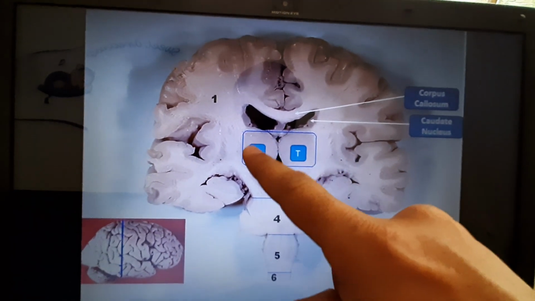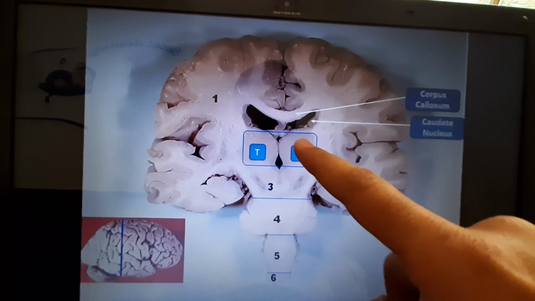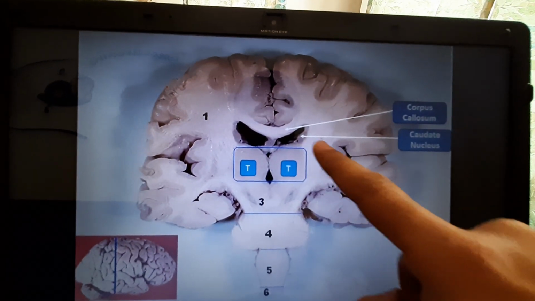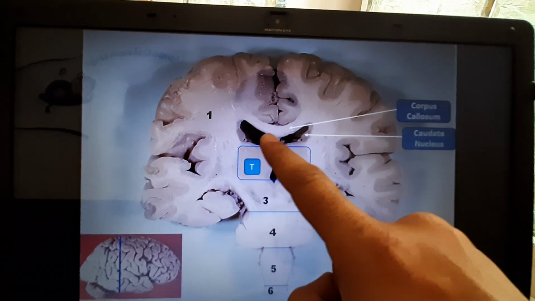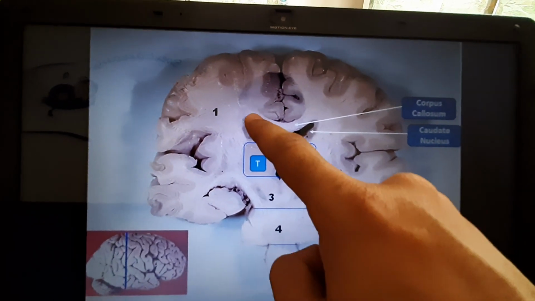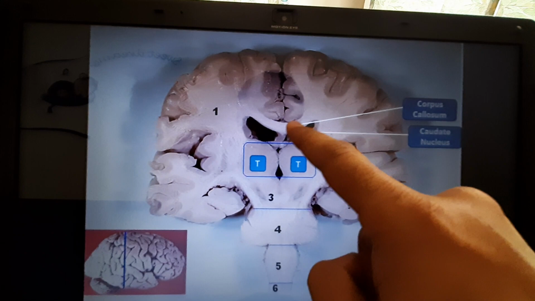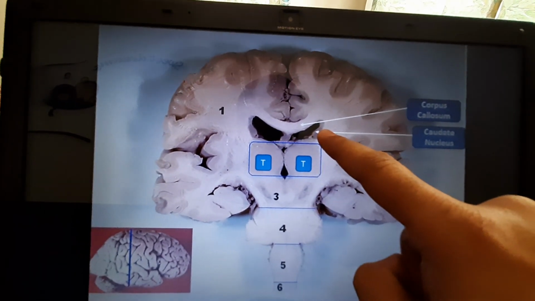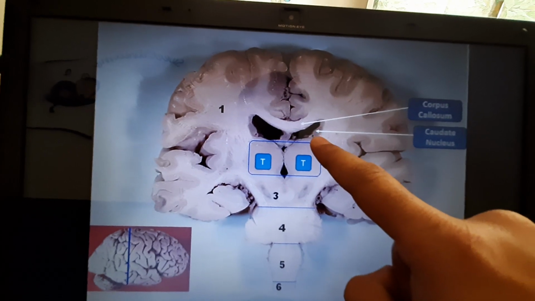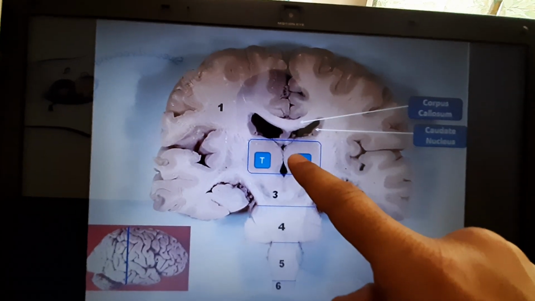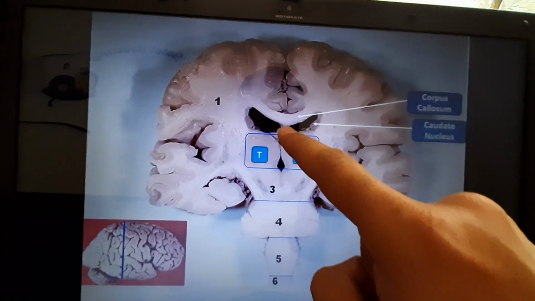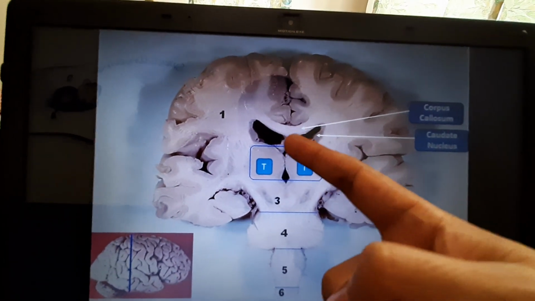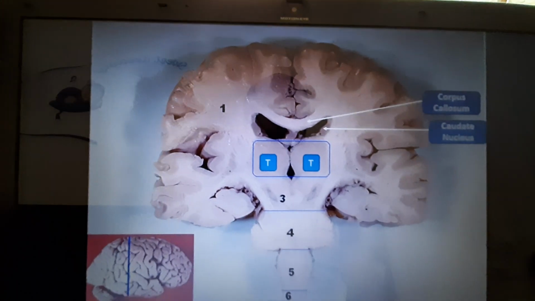Here below you can see the labeled letter T, which is the thalamus. This part over here is the caudate nucleus. So it is triangular in cross section, the roof being formed by the body of the corpus callosum, the floor formed by the caudate nucleus, the thalamostriate vein, the stria terminalis, and the thalamus from lateral to medial aspect, and the medial wall over here is formed by the septum pellucidum.